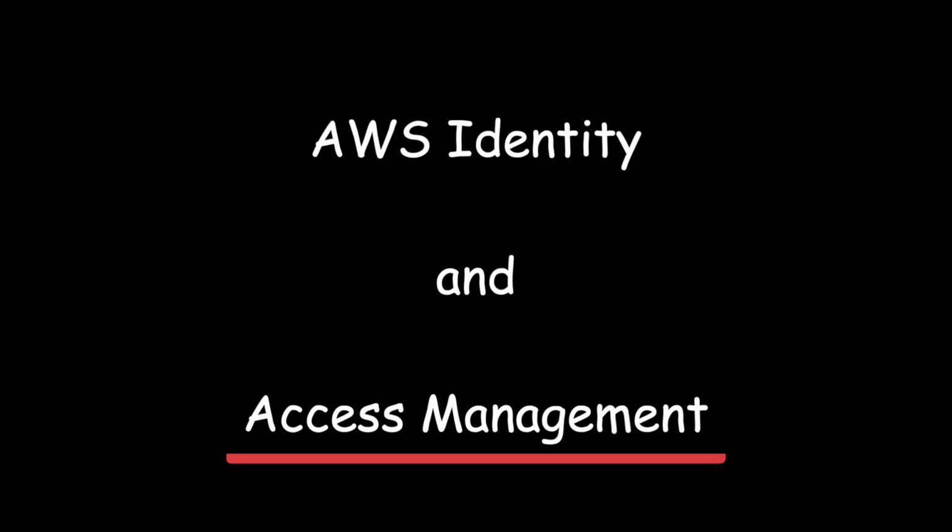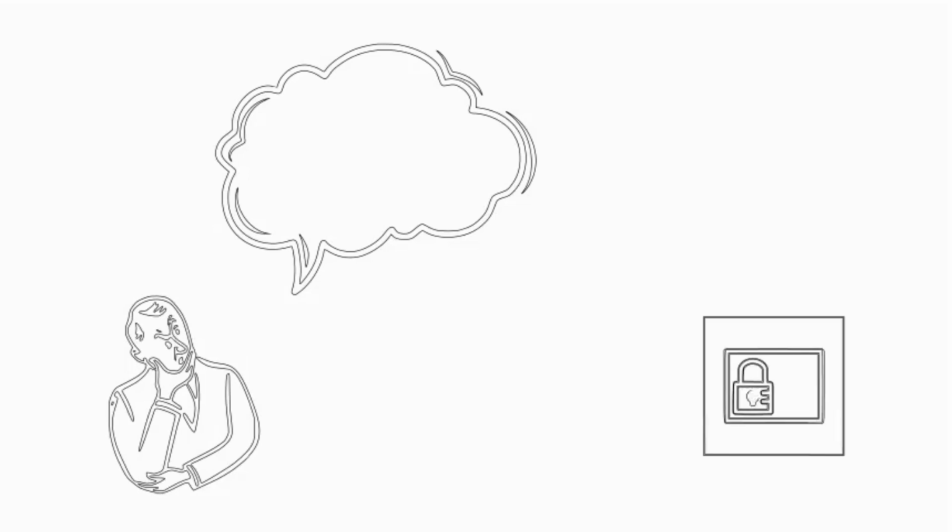In the previous video we covered how to create an AWS free tier account. In this video, we're going to break down AWS Identity and Access Management, or IAM, a powerful tool that helps you securely control access to AWS resources. Whether you're managing a small project or a large enterprise, IAM is essential to keep your AWS environment secure. Let's dive right in.